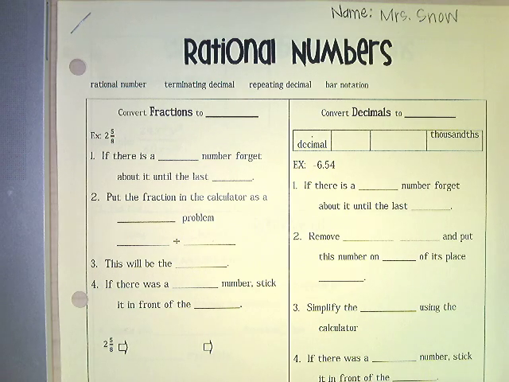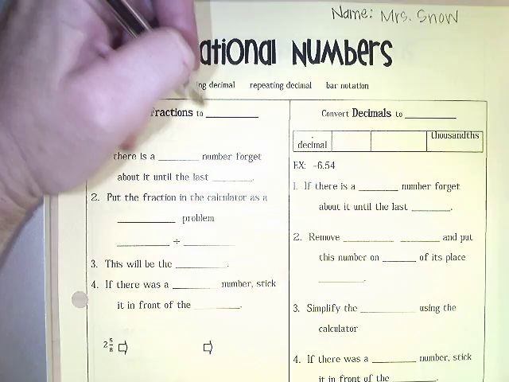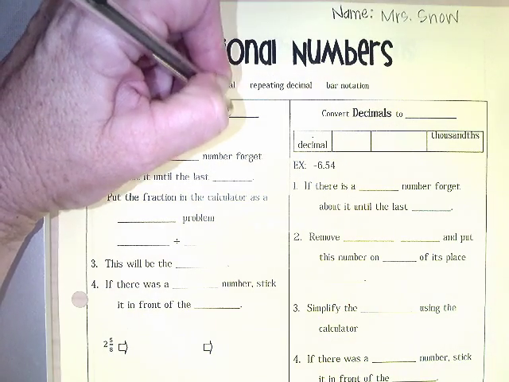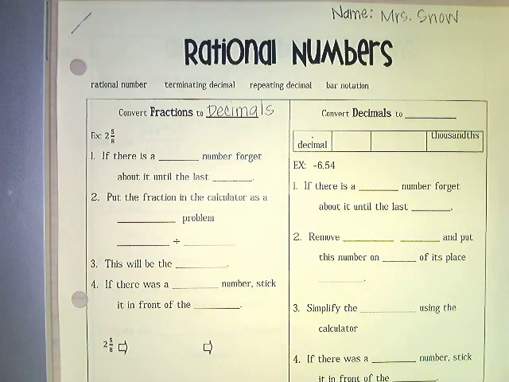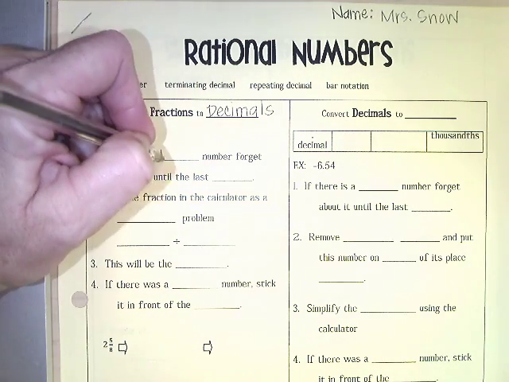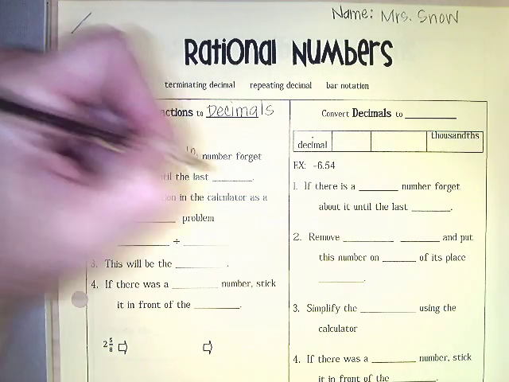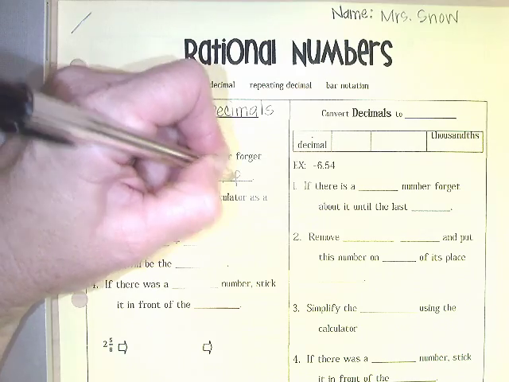We're going to have an example of converting a fraction to a decimal. What do you guys think goes there? Yeah, you're right. Converting fractions to decimals. All right, so if there is a whole number, forget about it until the last step. So whole number, forget about it until the last step when we're done.